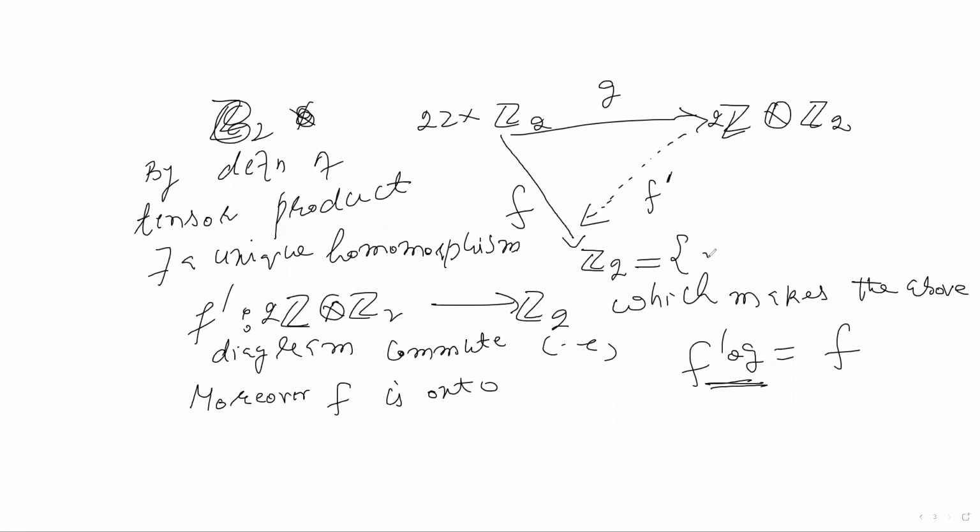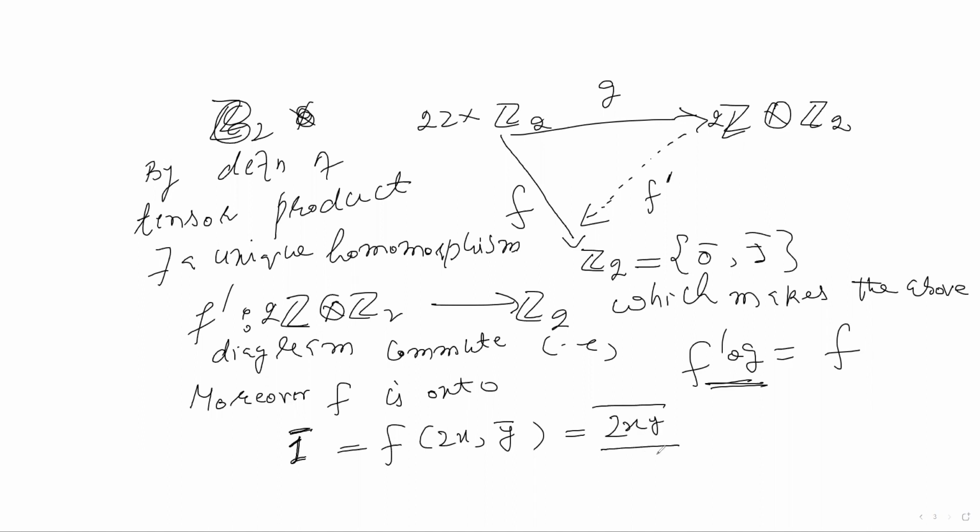You have 0 bar and 1 bar. So 0 bar has its pre-image and 1 bar also has its pre-image. What is the pre-image of 1 bar? If you take the pre-image of 1 bar, the pre-image elements are of the form f of 2x comma y bar, which is equal to, by definition, 2xy whole bar by 2, where x is in 2Z.